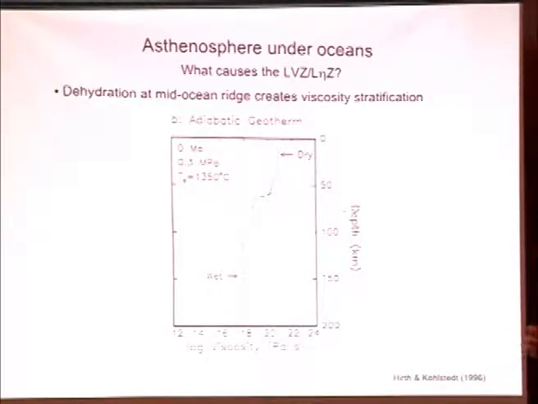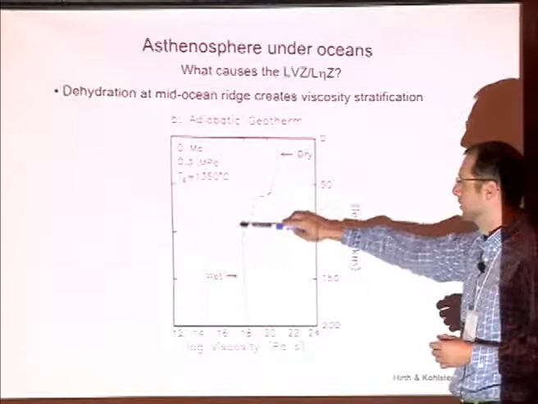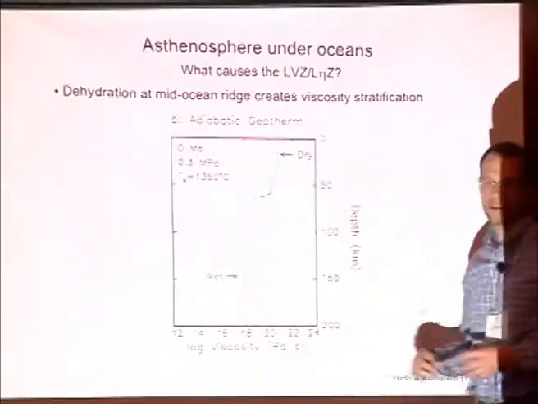Another one has been proposed recently, maybe not that recently, looking at the time: that dehydration at the mid-ocean ridge might set up a viscosity stratification. So the material that's created at the mid-ocean ridge that becomes the lithosphere is more dehydrated, and by that it has a different strength. It's stronger than the material below that retains the water. And so you effectively set up a viscosity stratification with a dry and strong surface and maybe a wet and weaker material below.